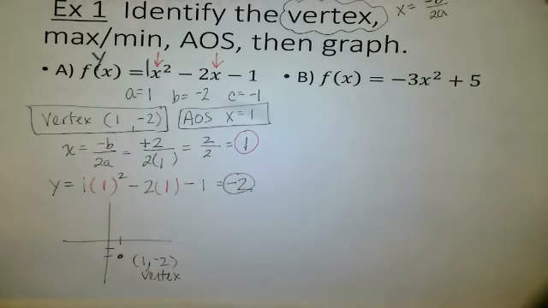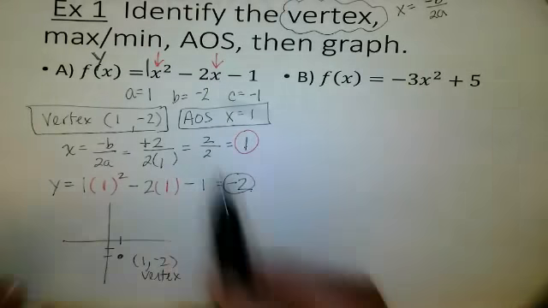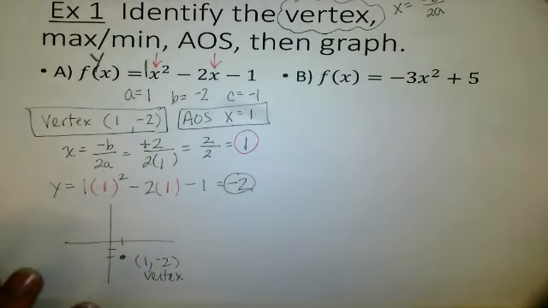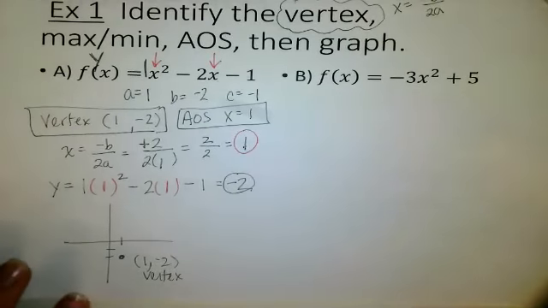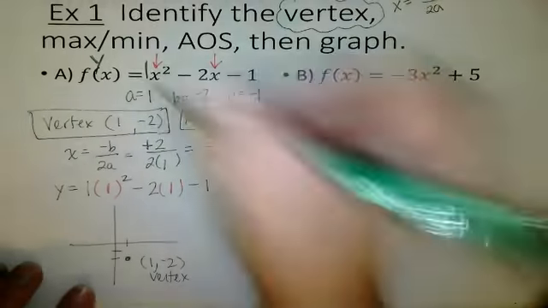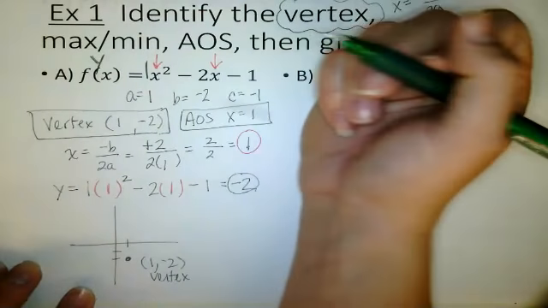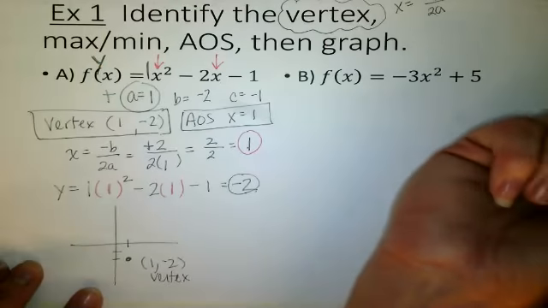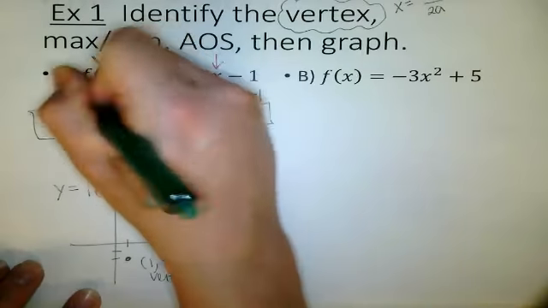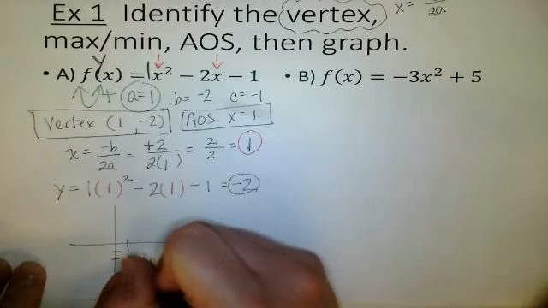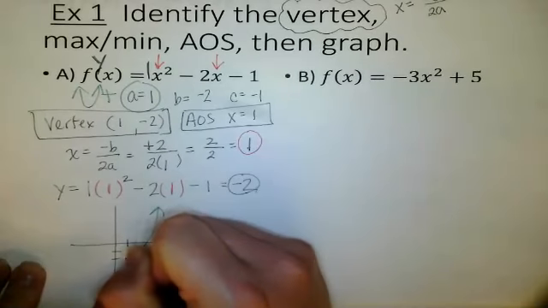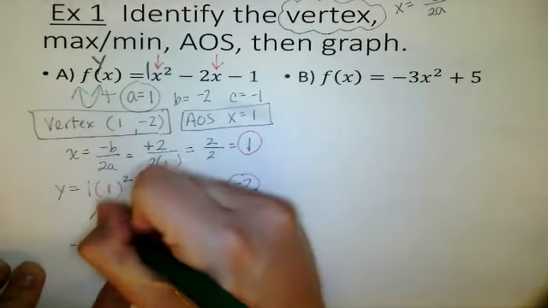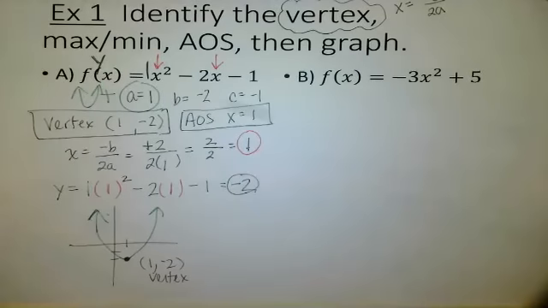So now my question is, when you look at this equation, is it an up parabola or a down parabola? How do you know it's an up parabola? Yeah, a is a positive value. It's positive 1, which means our parabola opens up. So from this vertex point, I just get to make my parabola that opens up shape. Opens up.